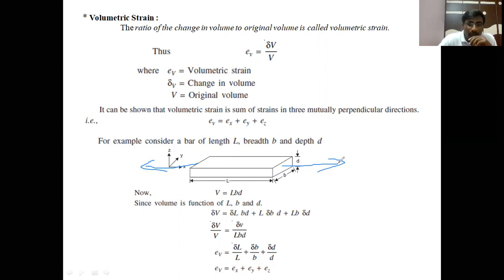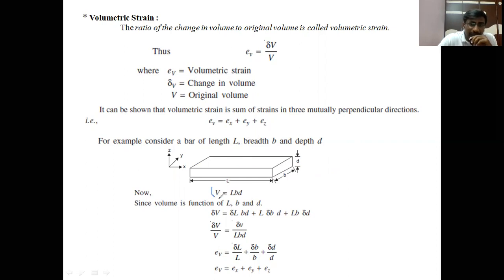If we apply the load in this direction, the length increases, and the breadth and depth decrease. For this, the length direction is the axial direction, and B and D are the lateral directions for the applied load direction. If we apply the load lengthwise, the B and D dimensions decrease.